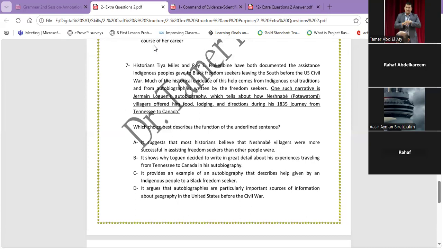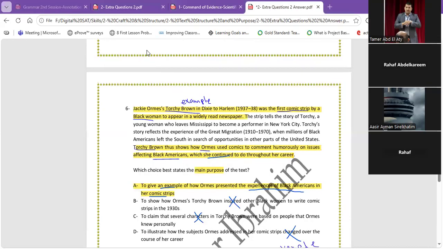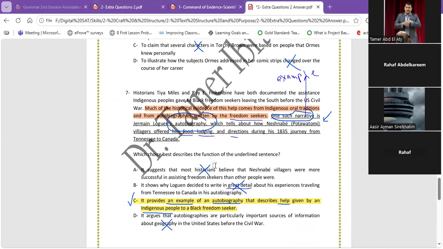Okay. Unfortunately, also one got it wrong. Number 7, one got it wrong. Let's find out together. Here he asked about the function of the underlined sentence. So we said, whenever we have the function, concentrate on the underline, but read a sentence before and a sentence after. We don't have an after, we have a before. So here he said, much of the historical evidence of this help.